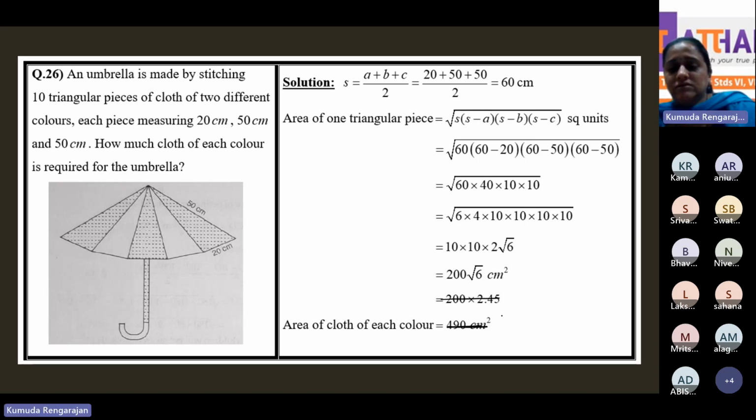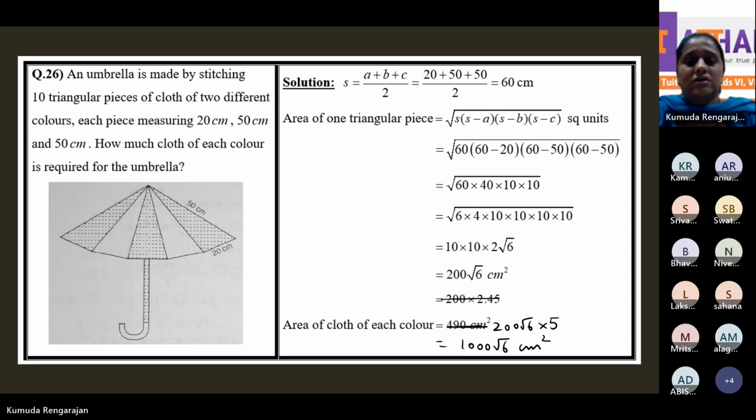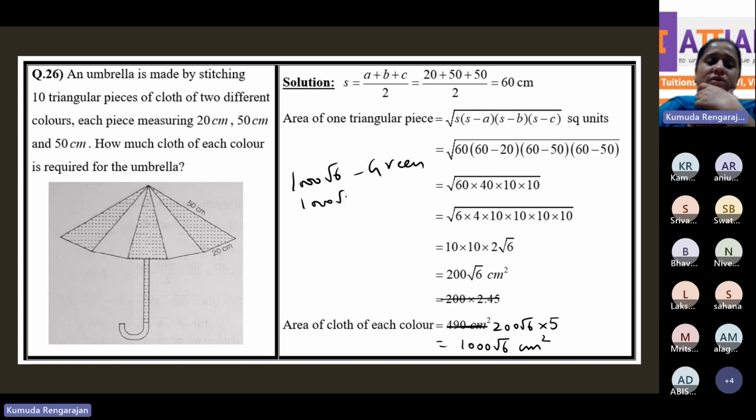Children, am I clear, children? Yes, ma'am. We have found the area of only one triangular piece, but of one color, how many triangles are there? 5 triangles are there. So we should multiply by 5. And that is the area of cloth needed for each color. And if the value of root 6 is not given, you should leave the answer like this. 1000 root 6 centimeter square, that's all. So you need 1000 root 6 of green color and 1000 root 6 of red color, just for our example.